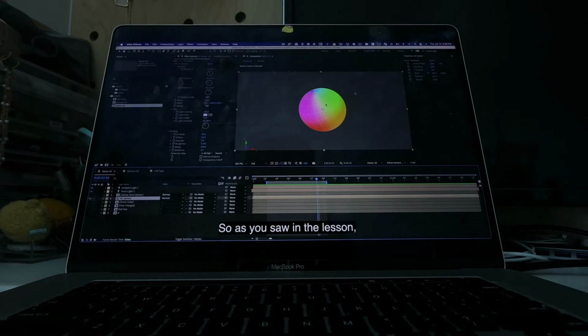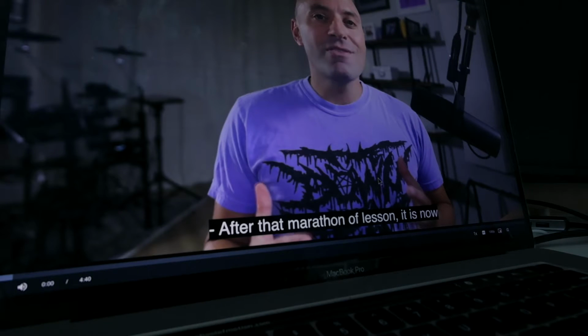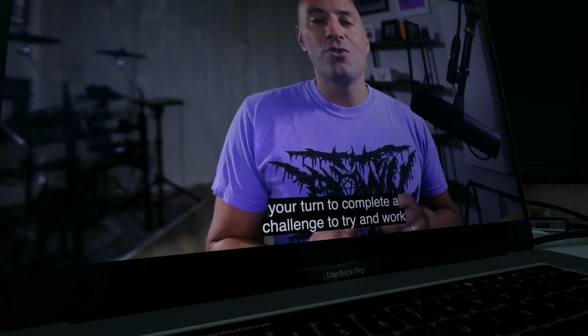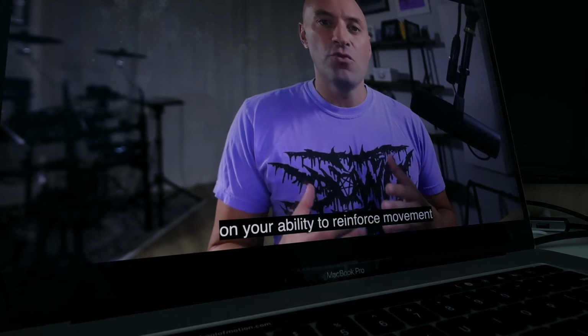So as you saw in the lesson, the 3D sphere was created using an effect called CC Sphere. Marathon of a lesson, it is now your turn to complete a challenge to try and work on your ability to reinforce movement within your animation.